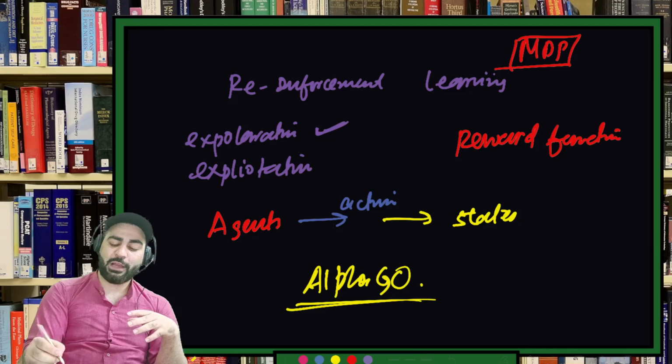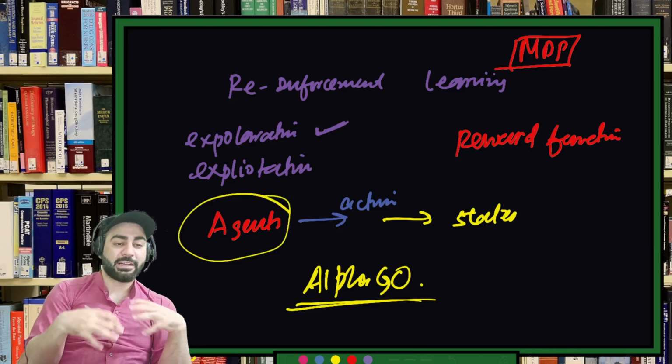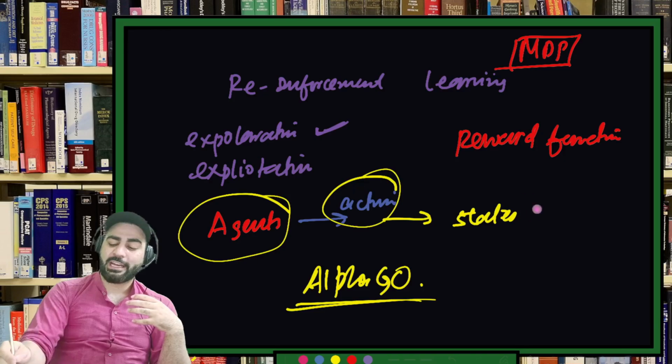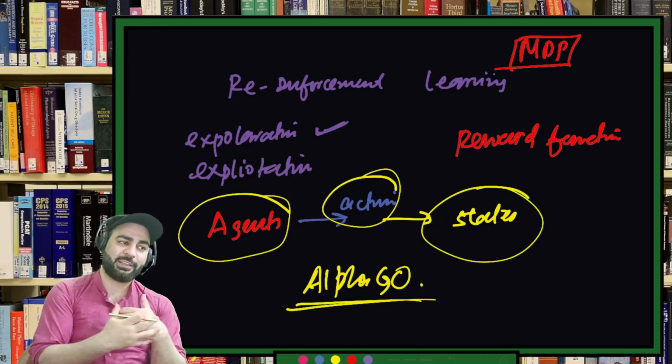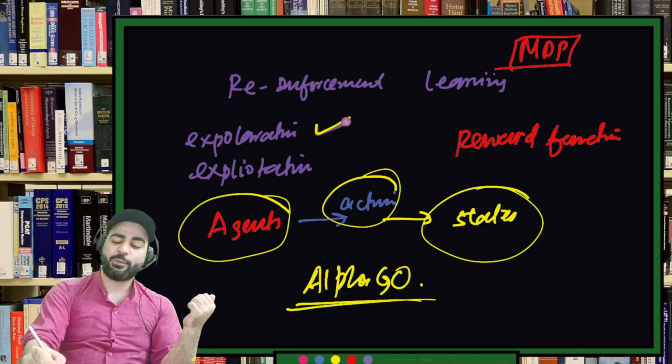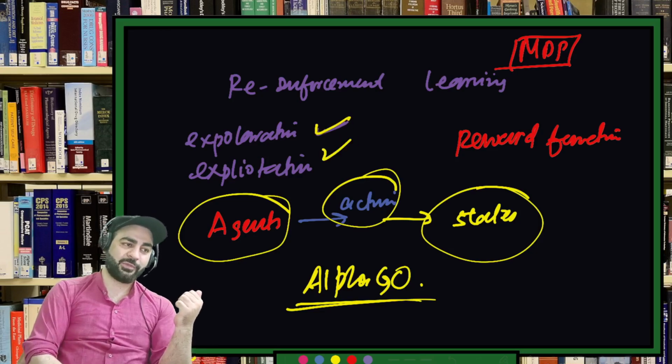So all in all, you have an agent that performs certain actions. Actions take you to different states, and there is a reward function associated with how much reward you get. Then you balance between exploration and exploitation. That's called reinforcement learning.